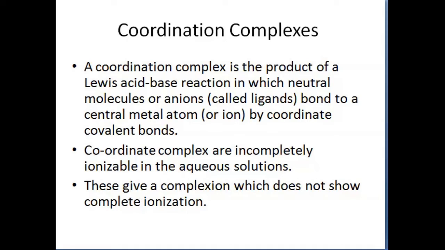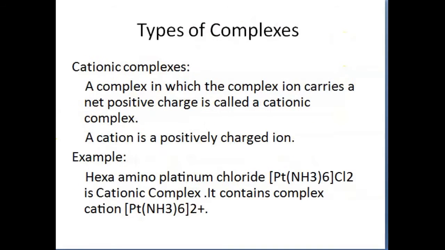Coordination complexes are incompletely ionizable in aqueous solution, and they give a complex ion which does not show complete ionization. So that is what we call coordination complexes, and here we have to learn about the different types of complexes. The first one is cationic complexes. Here the name itself says cationic complexes.